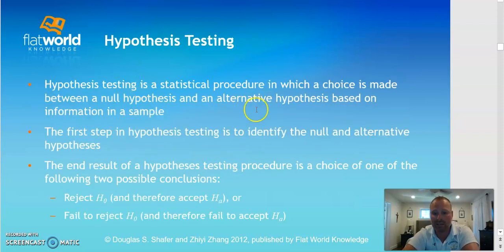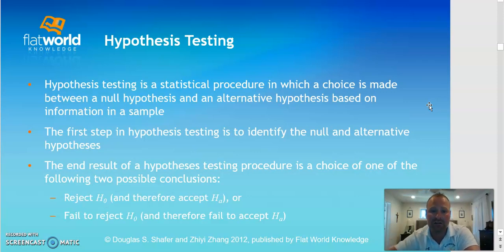And so now we need to talk about hypothesis testing. Hypothesis testing is a statistical procedure in which a choice is made between a null and an alternative hypothesis based on the information in a sample. The first step in hypothesis testing is to identify the null and alternative hypothesis. So being able to read a question and say, this is H sub 0, this is the null hypothesis, and this is H sub A, this is the alternative hypothesis, right?